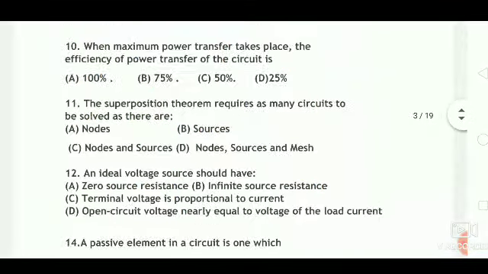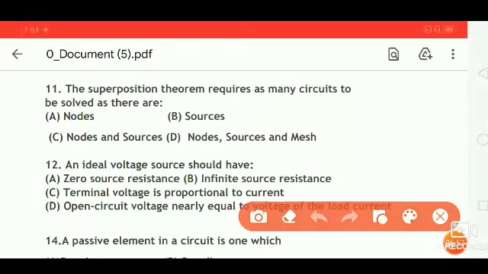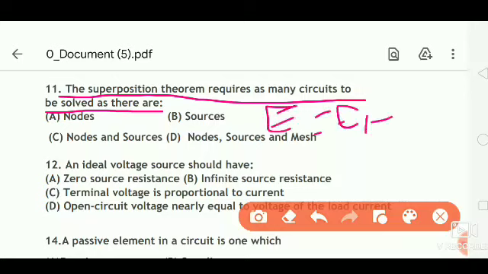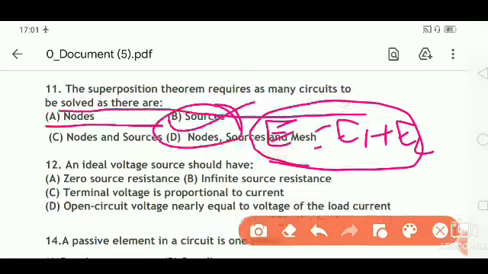So the next question is, the superposition theorem requires as many circuits to be solved as there are: option A nodes, option B sources, option C nodes and sources, and option D nodes, sources and meshes. We know the superposition theorem always applies for the sources. Here we get E equal to E1 plus E2. Here we get the applicable number of circuits to solve as the sources. Here option B is the right answer.